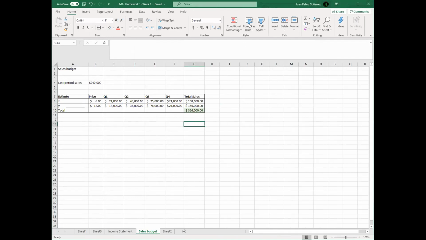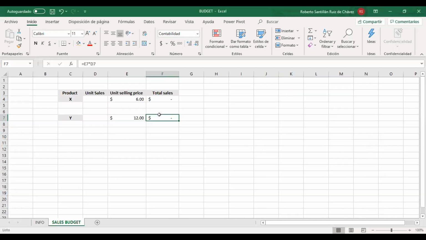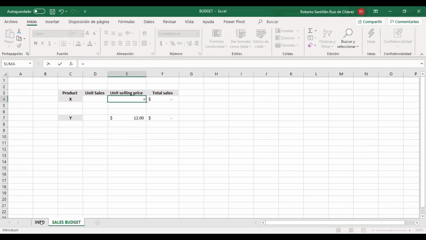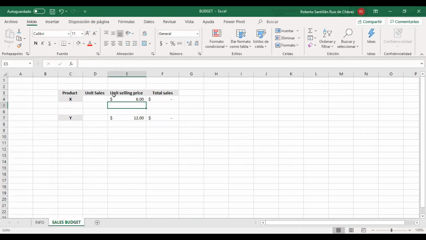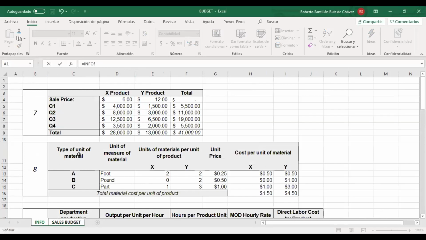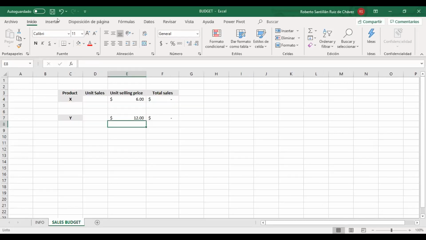Thank you. Pongas en vez de, perdón. En vez de aquí poner el 6, que le pongas igual y te vayas a la info y agarres el 6. Okay. Solo por si cambia en algún momento que cambie todo. Okay. That's a great tip, Maria. Thanks.